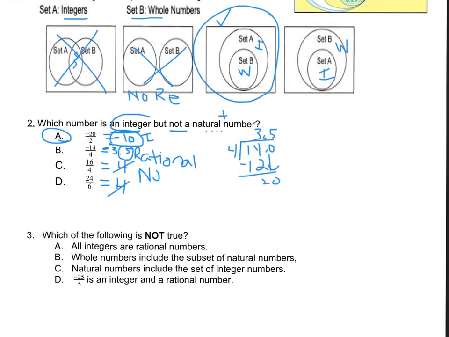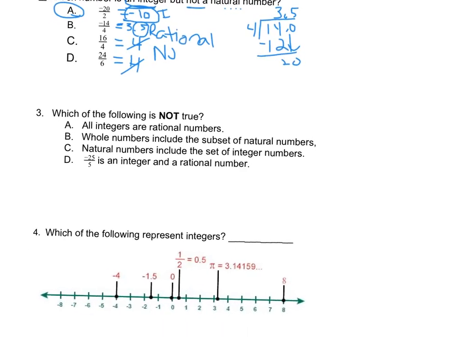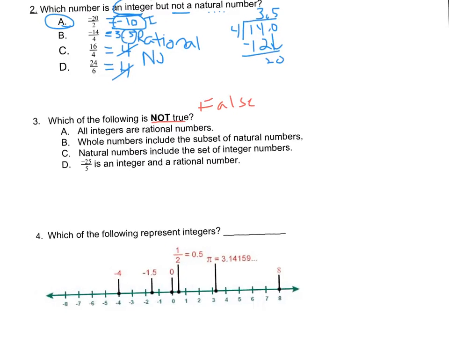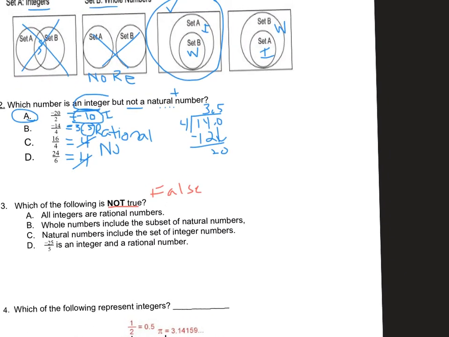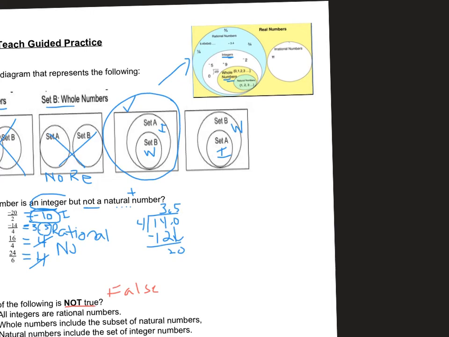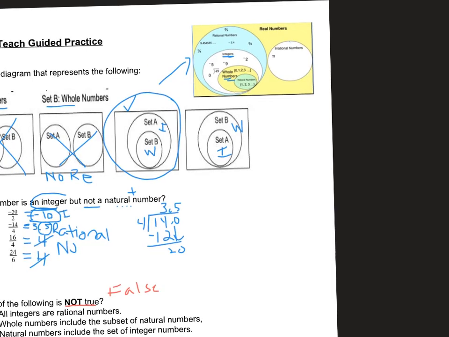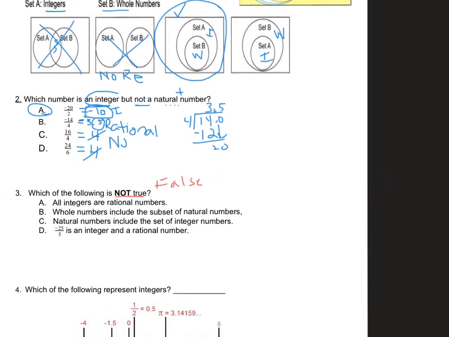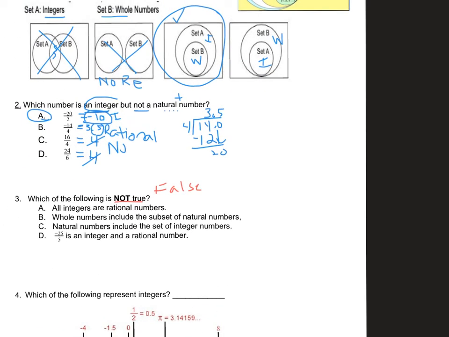All right, let's go ahead and look at some true-false questions. So this one wants to know which of the following is not true, right? So I'm actually looking for the false answer. Well, use your diagram to help you. Here it says all integers are rational numbers. Look at your diagram. Are your integers rational numbers? Just by looking at that diagram, I can see that anything that's an integer is also a rational. So I'm going to say that that is a true statement.